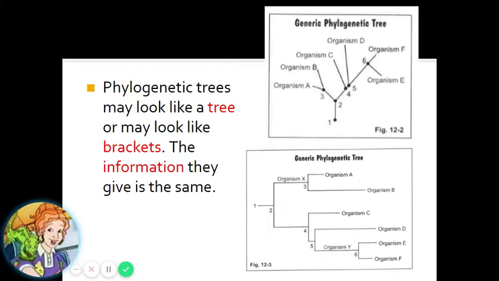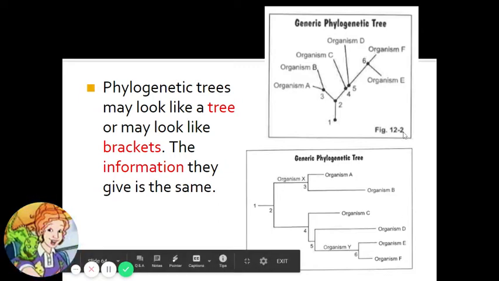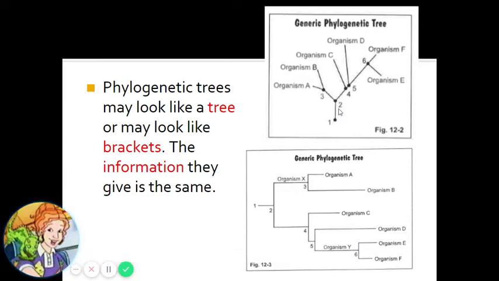So phylogenetic trees, you might see one of these on a test. They can look like a tree, okay, like this, or you might see them looking like brackets, like a basketball tournament or something like that. But they're giving the same information. They're saying that this organism is the common ancestor of these organisms, and just wherever there's like a dot or a branching off in the bracket, that's where they split apart.